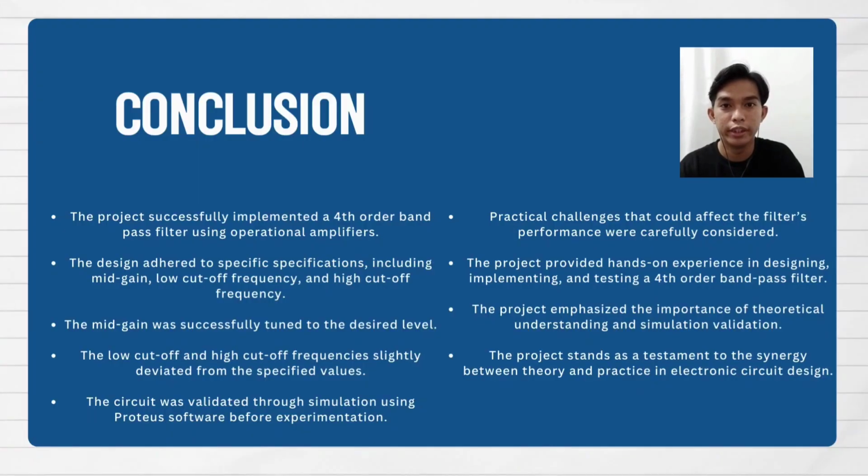Now, for the conclusion, the project successfully implemented a fourth-order bandpass filter using op-amps, adhering to specific design specs. The mid-gain was successfully tuned to the desired level, while the low cutoff and high cutoff frequencies slightly deviated from the specified values. The circuit was validated through simulation using Proteus software before experimentation, providing confidence in design accuracy. Practical challenges that could affect the filter's performance were carefully considered during the experimental phase.